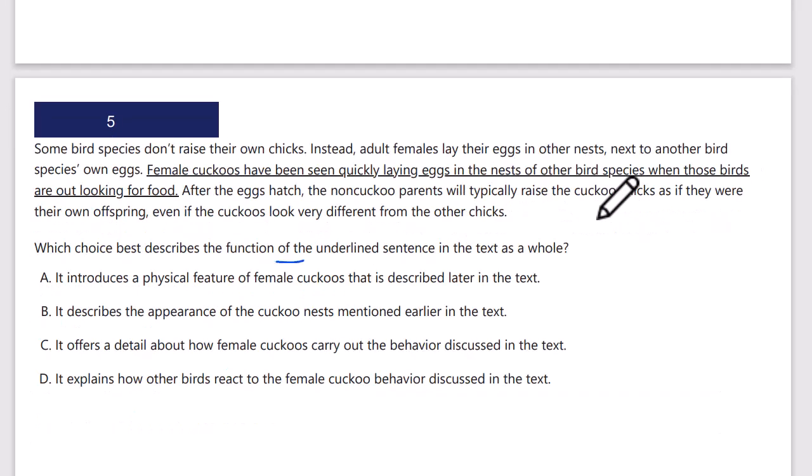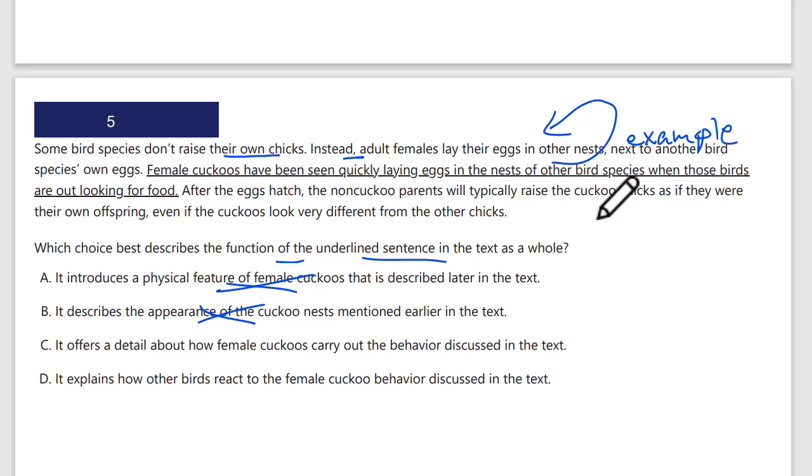Okay, we want the function of the underlined sentence. Some bird species don't raise their own chicks. Instead, adult females lay their eggs in other nests next to the other bird species' own eggs. Female cuckoos have been seen quickly laying eggs in the nests of other bird species when those birds are out looking for food. Okay, so this is an example of that, a bird laying its eggs in other birds' nests. So it introduces a physical feature of female cuckoos? No. It describes the appearance of the cuckoo nest? No. It offers detail about how female cuckoos carry out the behavior discussed in the text?